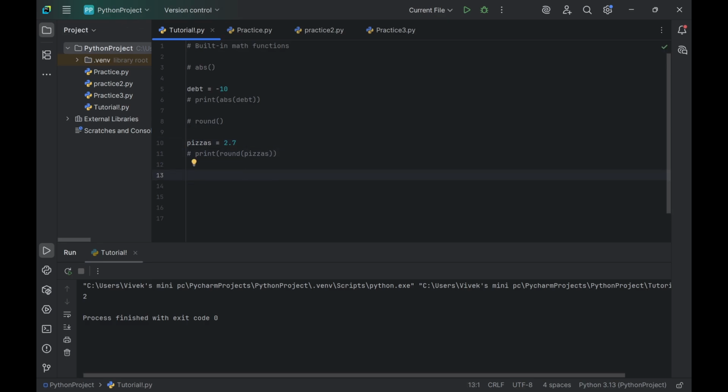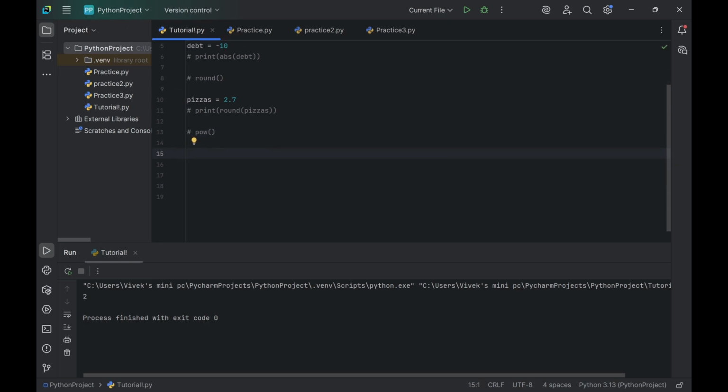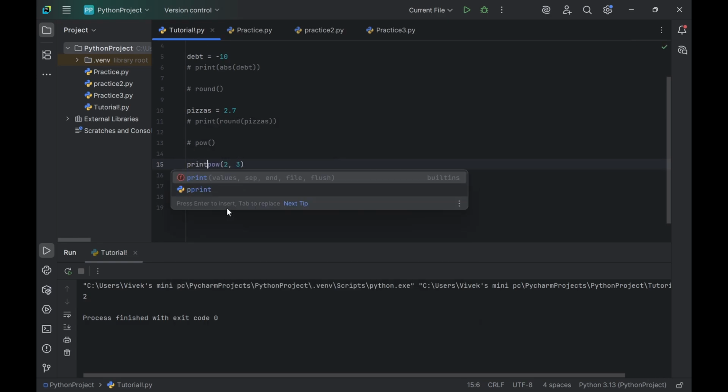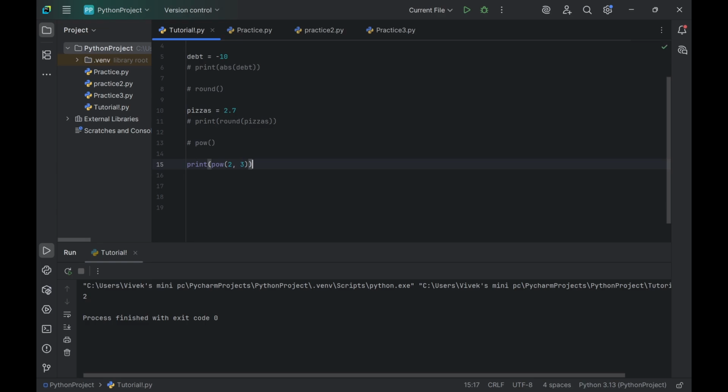The next function is the pow function. The pow function is basically an exponent. So let's get a little fancy. Let's say you want to get the power of 2 and 3. So I will type my pow function and write 2 comma 3. And if I were to print this and run the command, it's going to give me 8 because 2 to the power 3 is 8. 2 times 2 times 2 is 8.